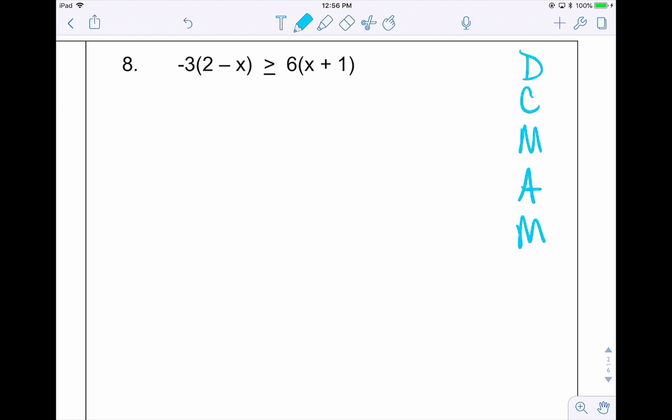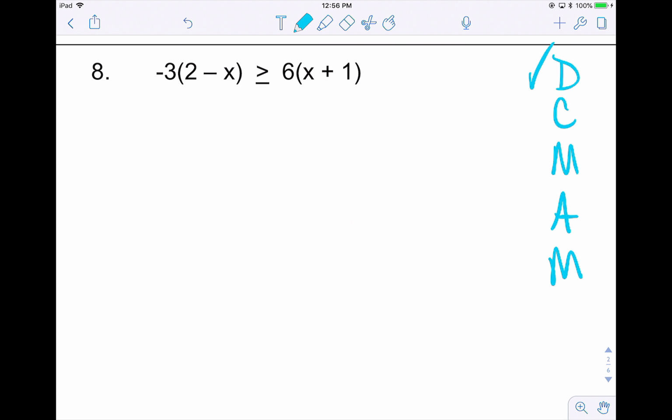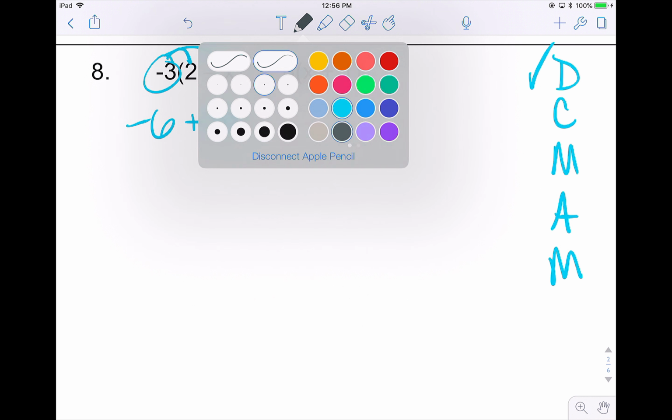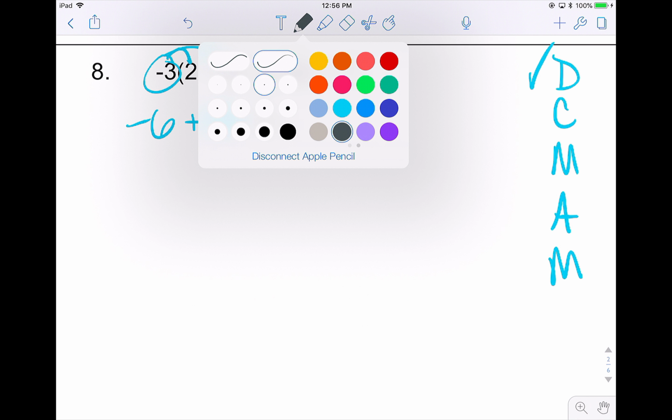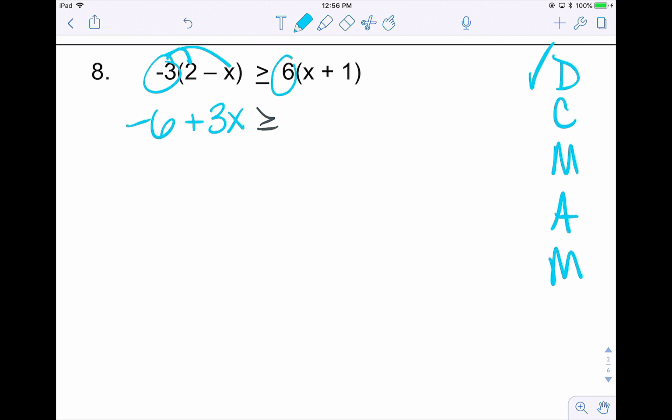Problem 8, I do have 2 sets of parentheses, so I have to distribute twice. On the left side, -3 times 2 is -6. -3 times -x is a positive 3x. Sign stays the same. And then 6 times x is 6x. 6 times 1 is 6.